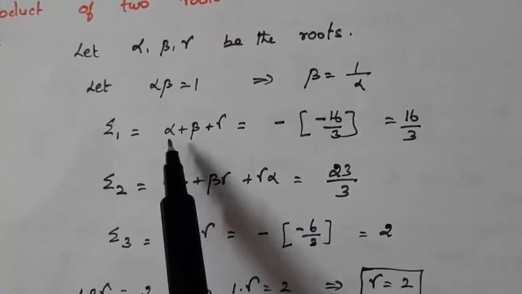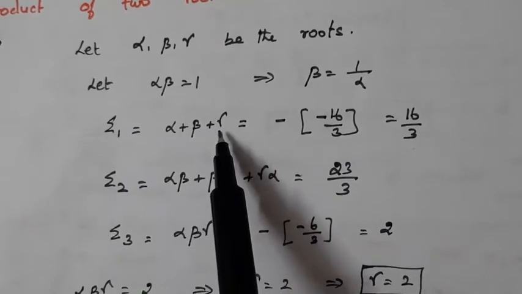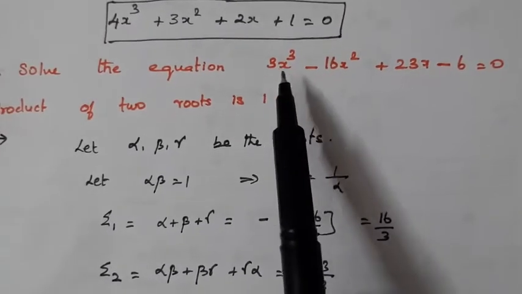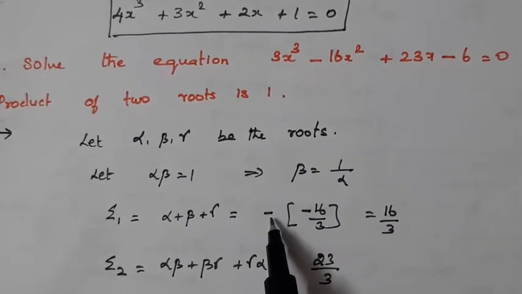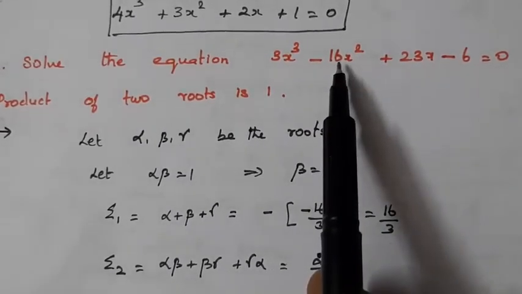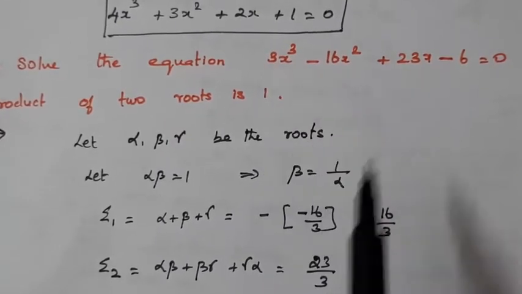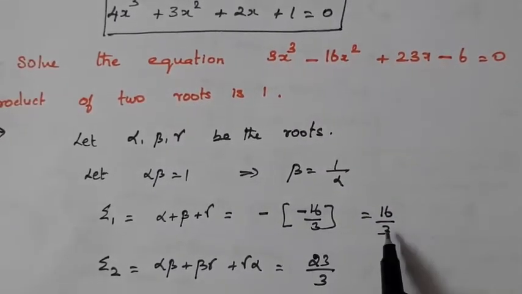What is sigma 1? Sum of all the roots, alpha plus beta plus gamma, that is equal to minus 16 by 3. Okay. So, according to the formula, you will have minus and then coefficient of x squared divided by the first one, coefficient of x cube. So, that is minus of minus 16 by 3, that is 16 by 3.